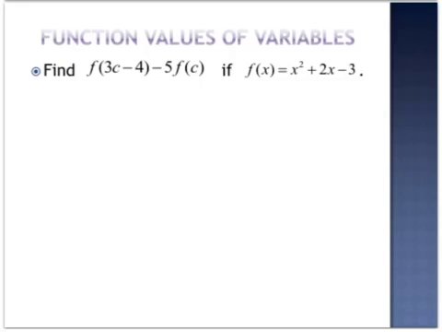Now in this particular problem, they're asking us to also do a function value, but this time we're plugging in variables. So we're going to do the f function for 3c minus 4 and also for just a c when we really have an x in the function. So we're going to use this function right here. But we're going to plug these items in, 3c minus 4 and c.